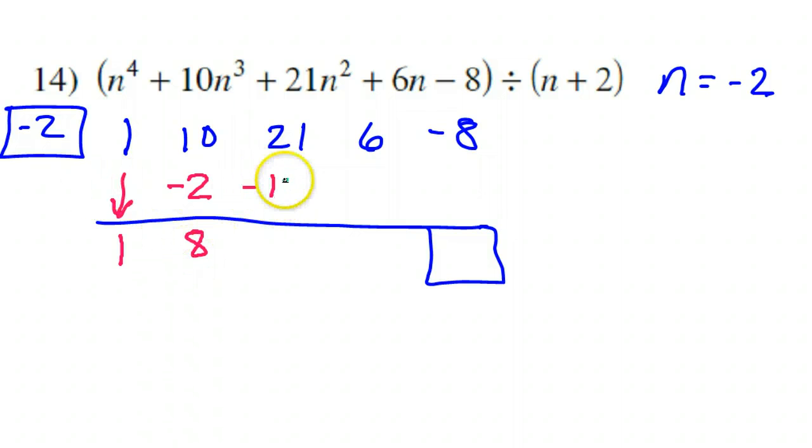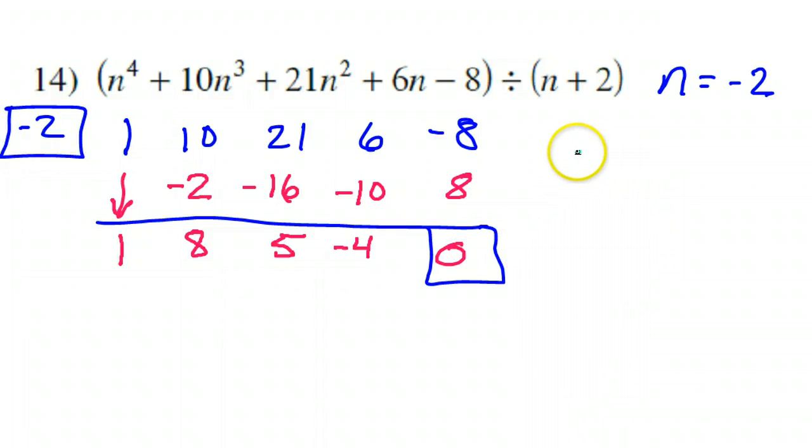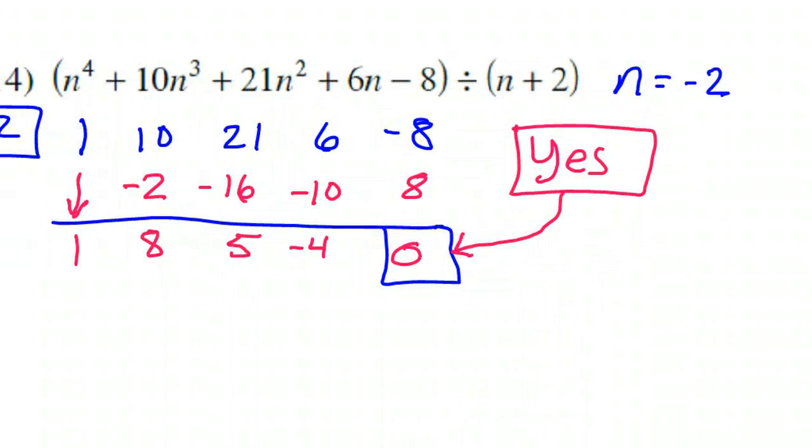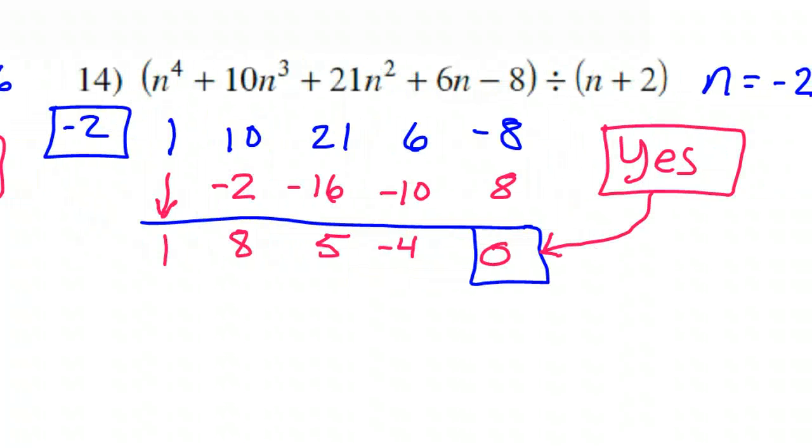Let's see, we've got 8. -16. I can't add like this. It's 5. -10. -4. +8. Yay! Finally, we have a winner! It works! Okay, so that one was a factor.